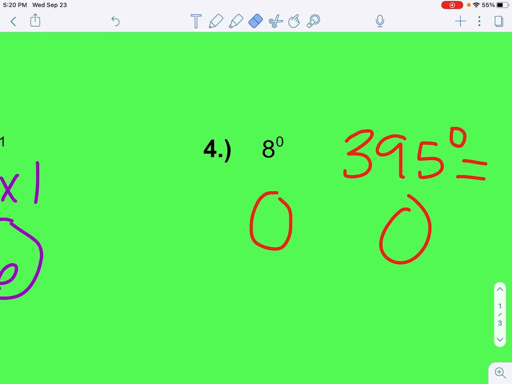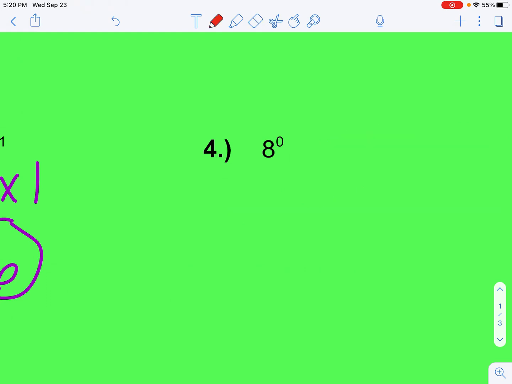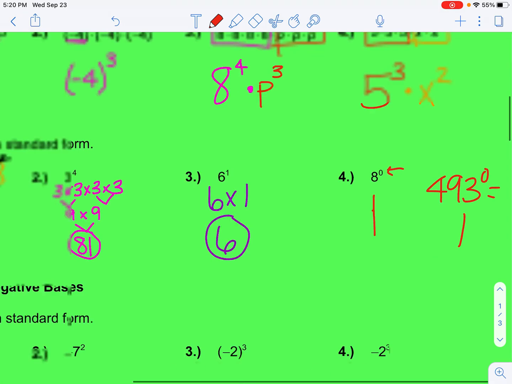Oops, I totally told you that wrong. I'm so sorry. I hope you caught my mistake. Anything to the 0 power is 1. I'm so sorry. Okay? Anything to the 0 power is 1. So if I had 493 to the 0 power, my answer would simply be 1.